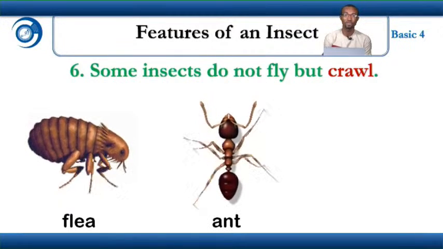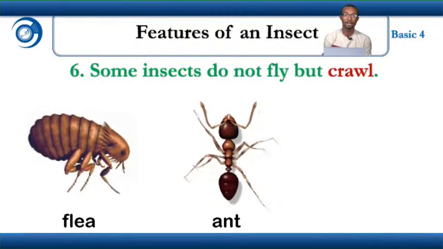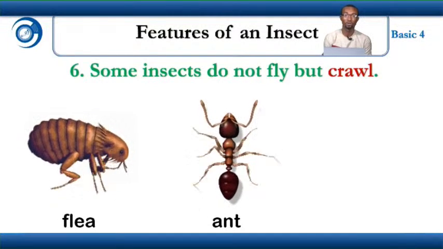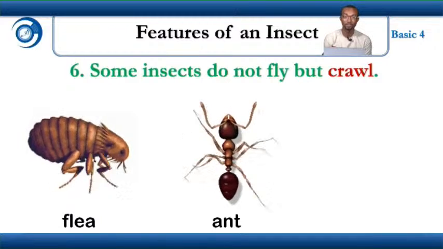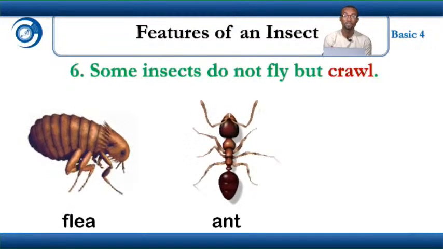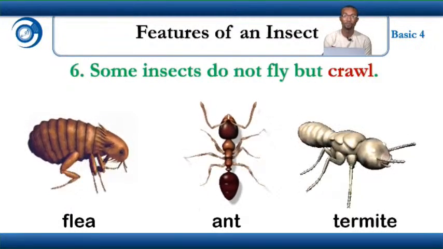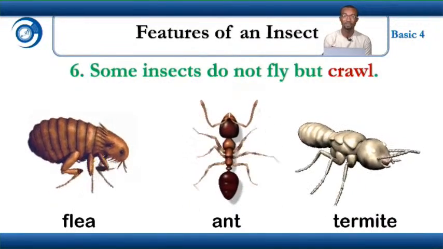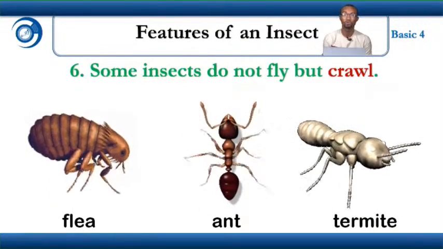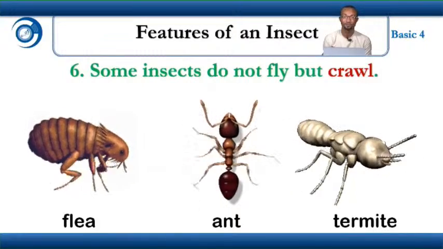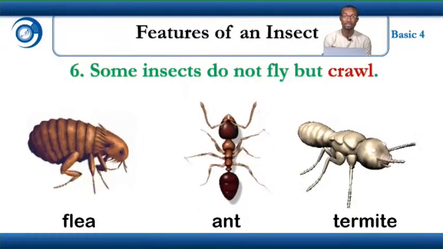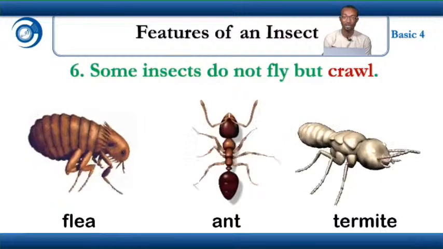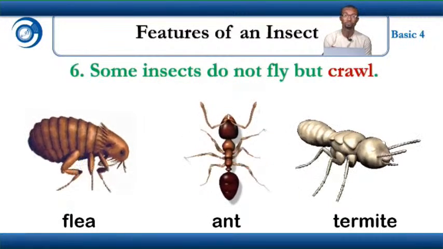Another example is the ants. The ants too crawl on the ground. They do not fly. They don't have any wings to fly. And then we also have the termites. They also crawl. They do not fly. So these are insects that do not fly but crawl.